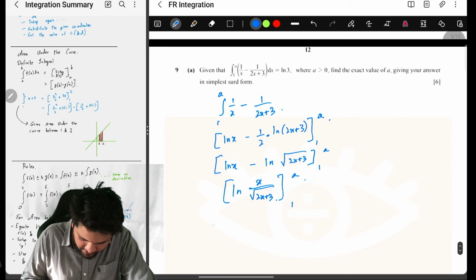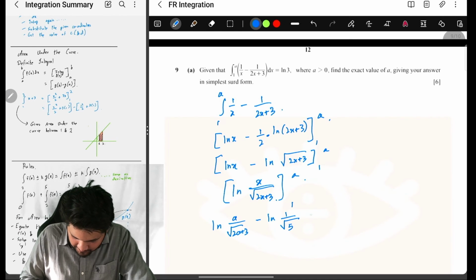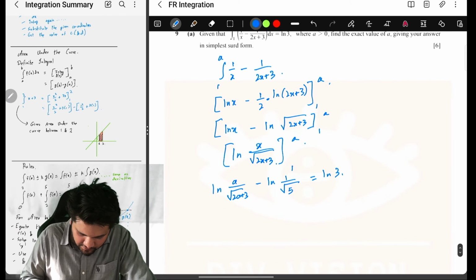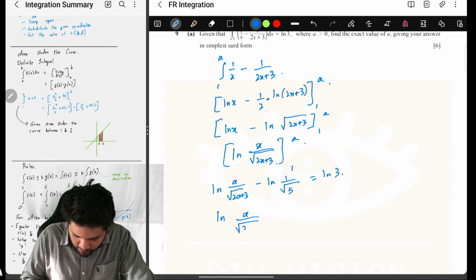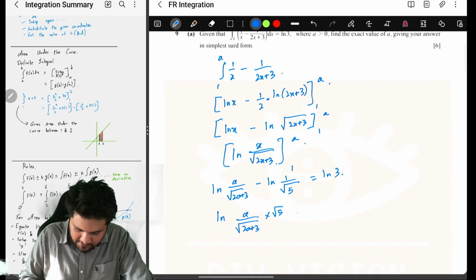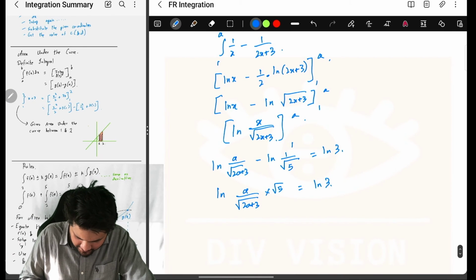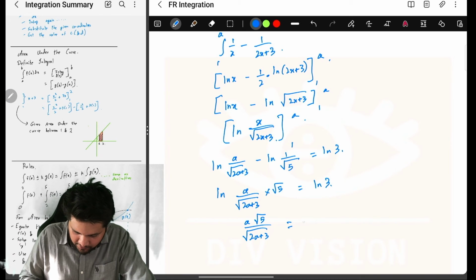And now finally, if I substitute, I'll get ln a by root 2a plus 3 minus ln 1 upon under root 2 into 1 plus 3, so again 5, and that is nothing but ln 3. So at the end of the day, I'll get ln a upon root 2a plus 3 divided by 1 upon root 5, which in turn will give me root 5, is nothing but ln 3. Finally, left hand side, right hand side same, so I'll get a root 5 upon root 2a plus 3 is going to be 3.